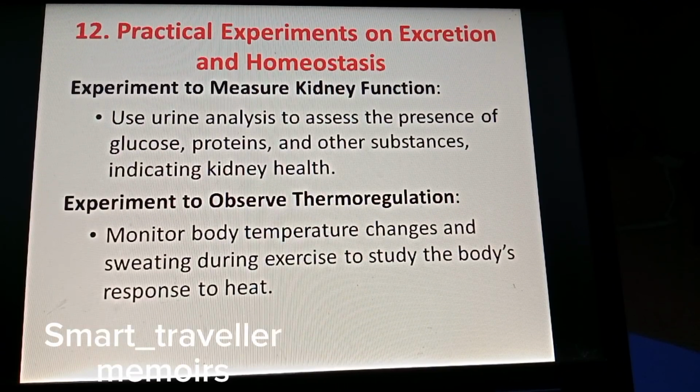Practical experiments on excretion and homeostasis. Experiment to measure kidney function: use urine analysis to assess the presence of glucose, proteins, and other substances indicating kidney health. Experiment to observe thermoregulation: monitor body temperature changes and sweating during exercise to study the body's response to heat.